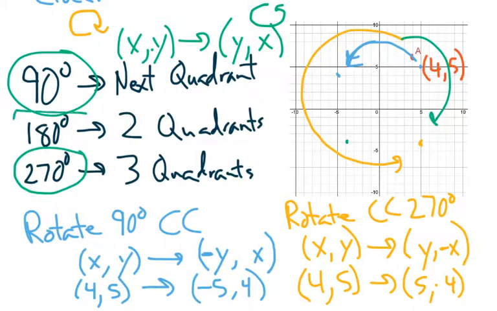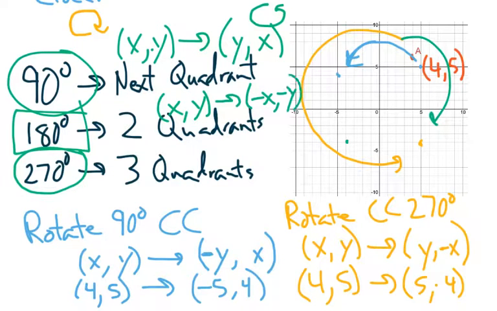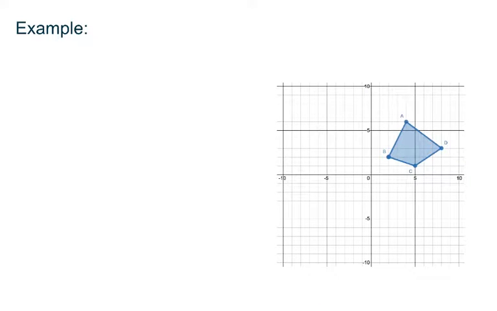If we're going 180 degrees, you will always have X comma Y, and then it's just going to change the sign to negative X comma negative Y. Now, this was a simple example with 1 point. Let's kick it up a notch and take a look at an example with an actual shape here.